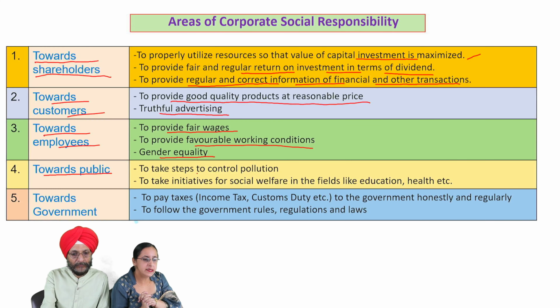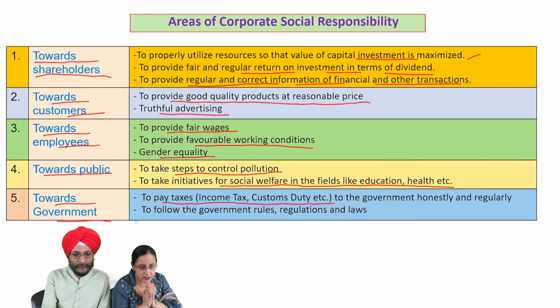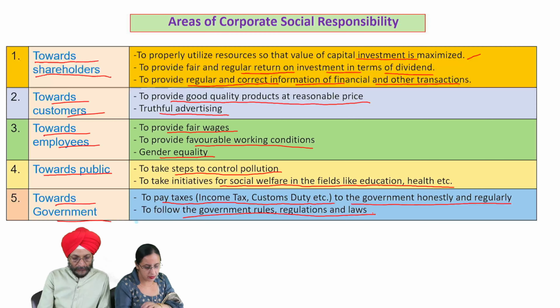Number four, CSR towards public. The company has the responsibility to take steps to control pollution and to take initiative for social welfare in the fields like education, health, etc. Next, CSR towards government. The organization has the responsibility to pay taxes, income tax, customs duty, etc. to the government honestly and regularly and to follow the government rules, regulations, and laws.